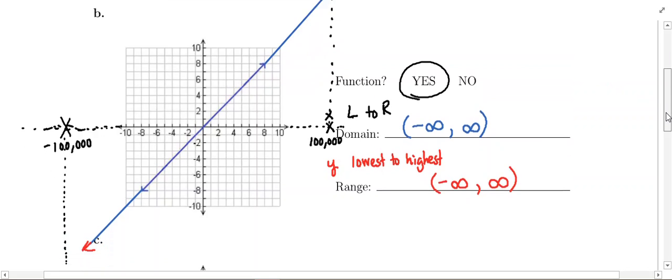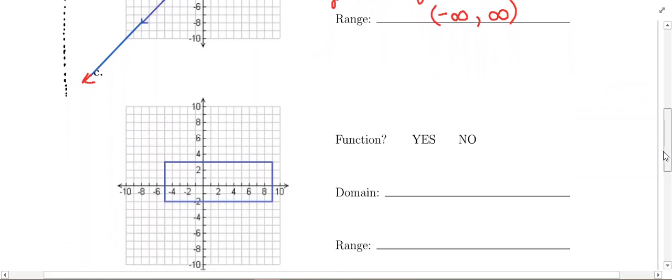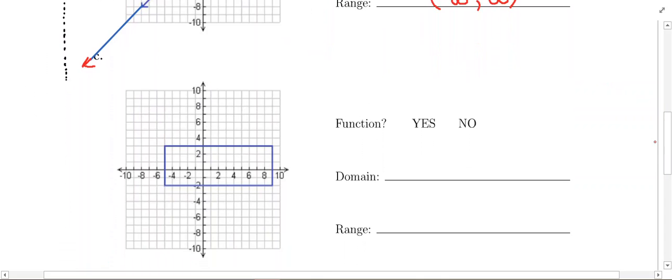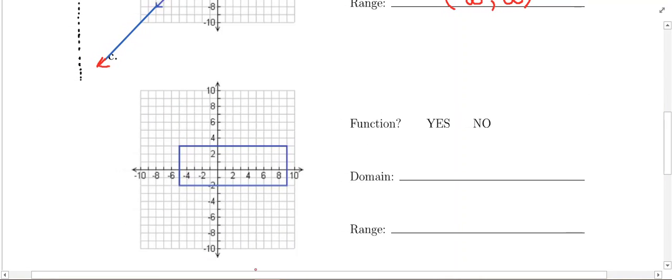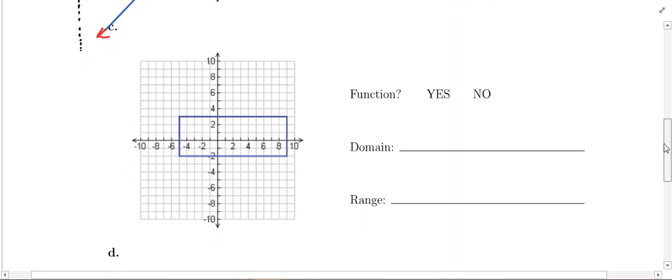All right, moving on to example C. We have a rectangle. The first thing we want to do is determine whether or not this rectangle represents a function. Let's look at the vertical line test. I'm going to draw a vertical line somewhere. It doesn't matter where. I'll draw it right here.